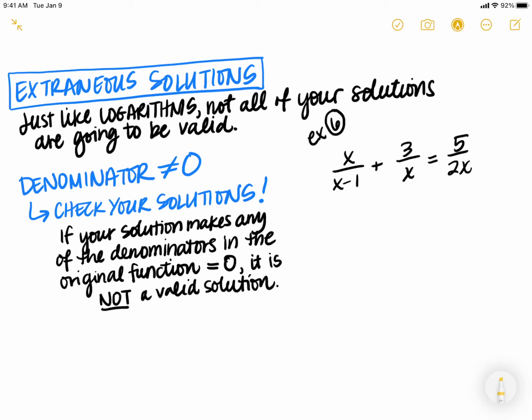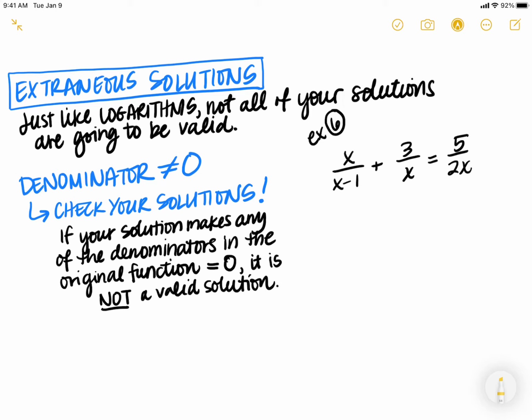One last note for task 4.2, solving rational equations. Just like logarithms, you're going to see this word extraneous solutions. Some of your solutions are what we call extraneous, meaning not all of your solutions are going to be valid. Some of them don't actually work.